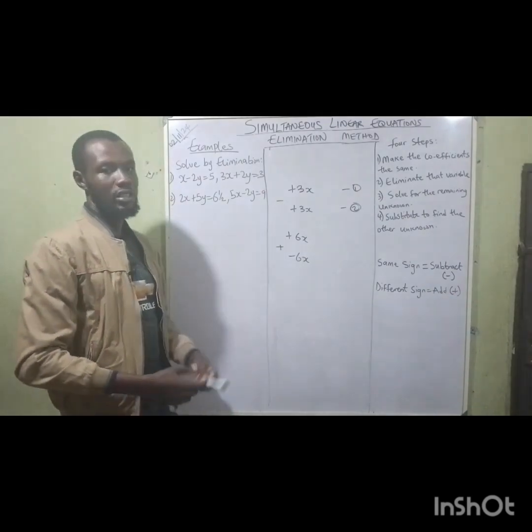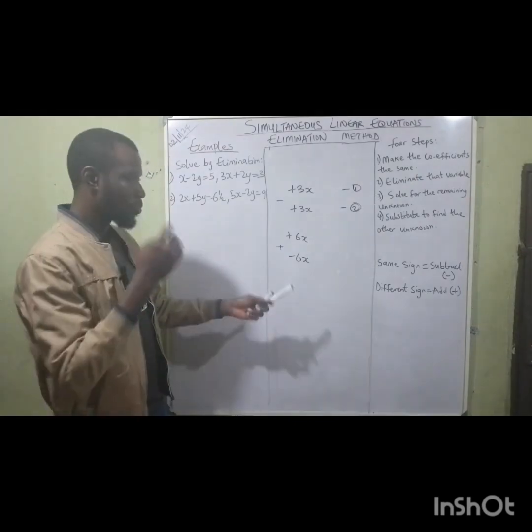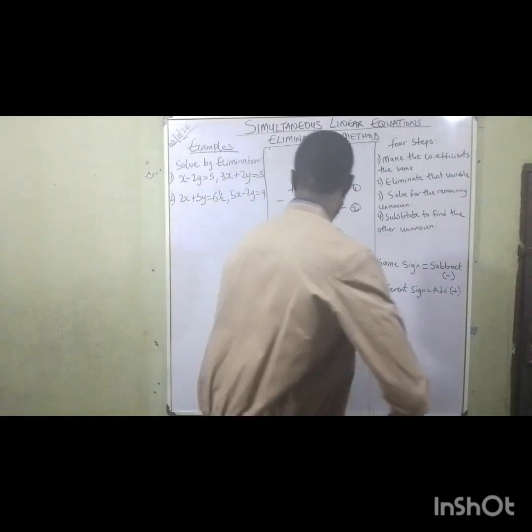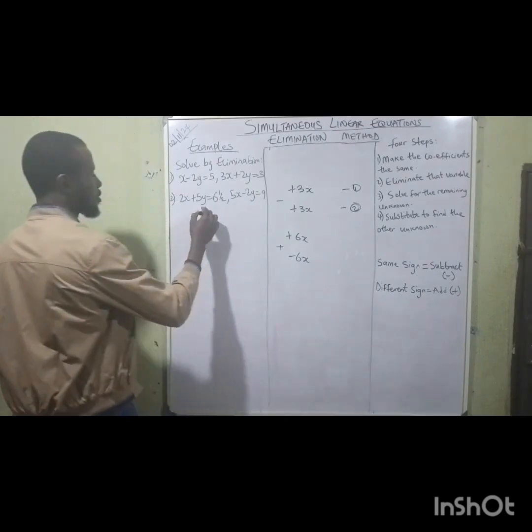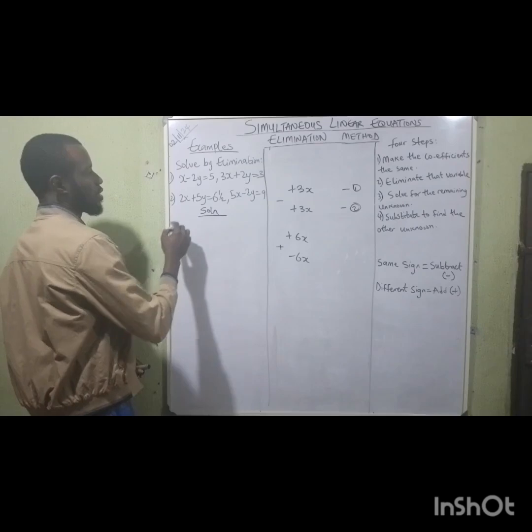Plus 6 minus 6, 0. So it will go. So please remember this. Okay, so now let's look at the examples we have and see.